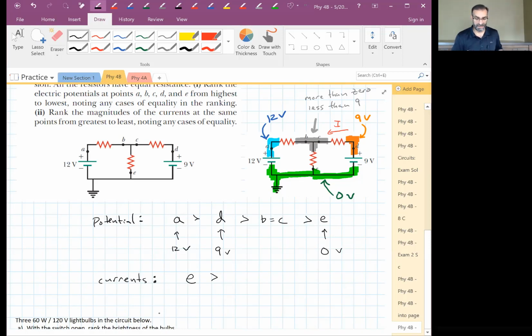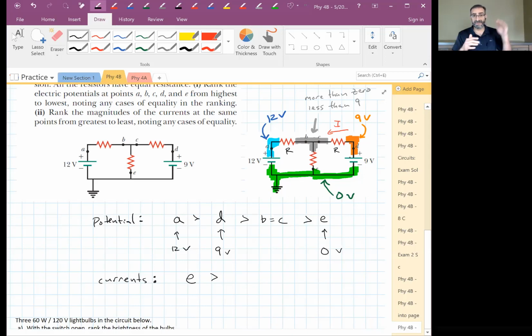AB. How do we know that? Because these two resistors are the same. Those two resistors are the same, and one of them goes from 12 volts to some potential there, and the other one goes from 9 volts to some potential there, right? That gray potential is the same for both sides. Let's pretend it's 7 volts. I don't know what it is. Let's pretend it's 7 volts in the middle there.